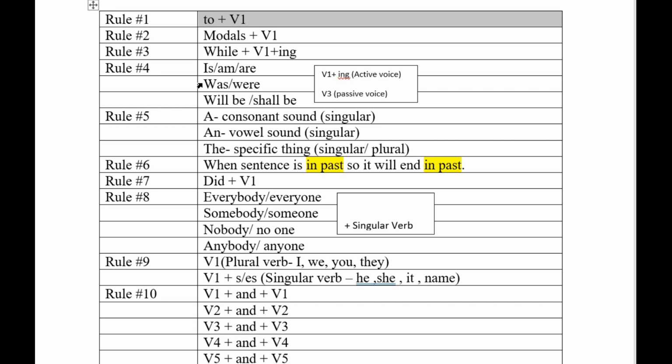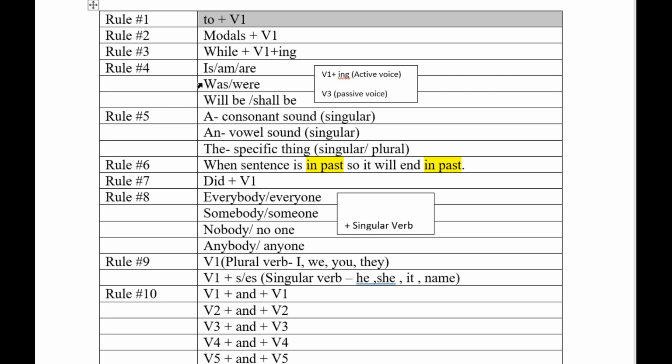Rule number 6 says if a sentence starts with any form of verb, say it is in past, so it will end in past also. Same goes for future and for present. Rule number 7 says if in a sentence you have the word did, it will be followed by verb first form. Rule number 8 says if you have everybody, everyone, somebody, someone, nobody, no one, anybody, anyone, then the form of verb which will be appearing after these words will be singular form of verb.